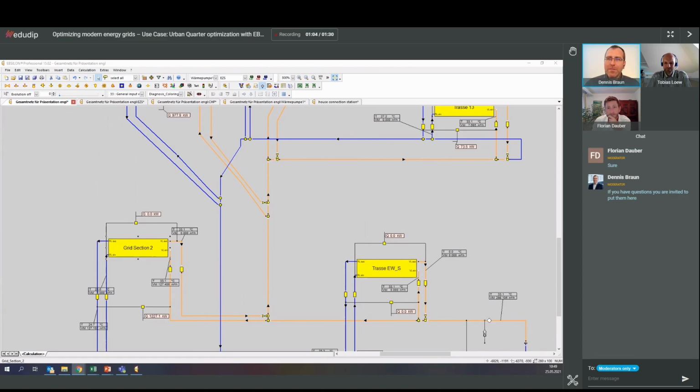Let's see, Florian, what is the hardware configuration on which the urban quarter model runs? Maybe that's, do you mean server-wise, like how many CPUs, or do you mean grids and connectors? Maybe you could specify. There's a question in the chat for the moderators. I think it's going to the computer.